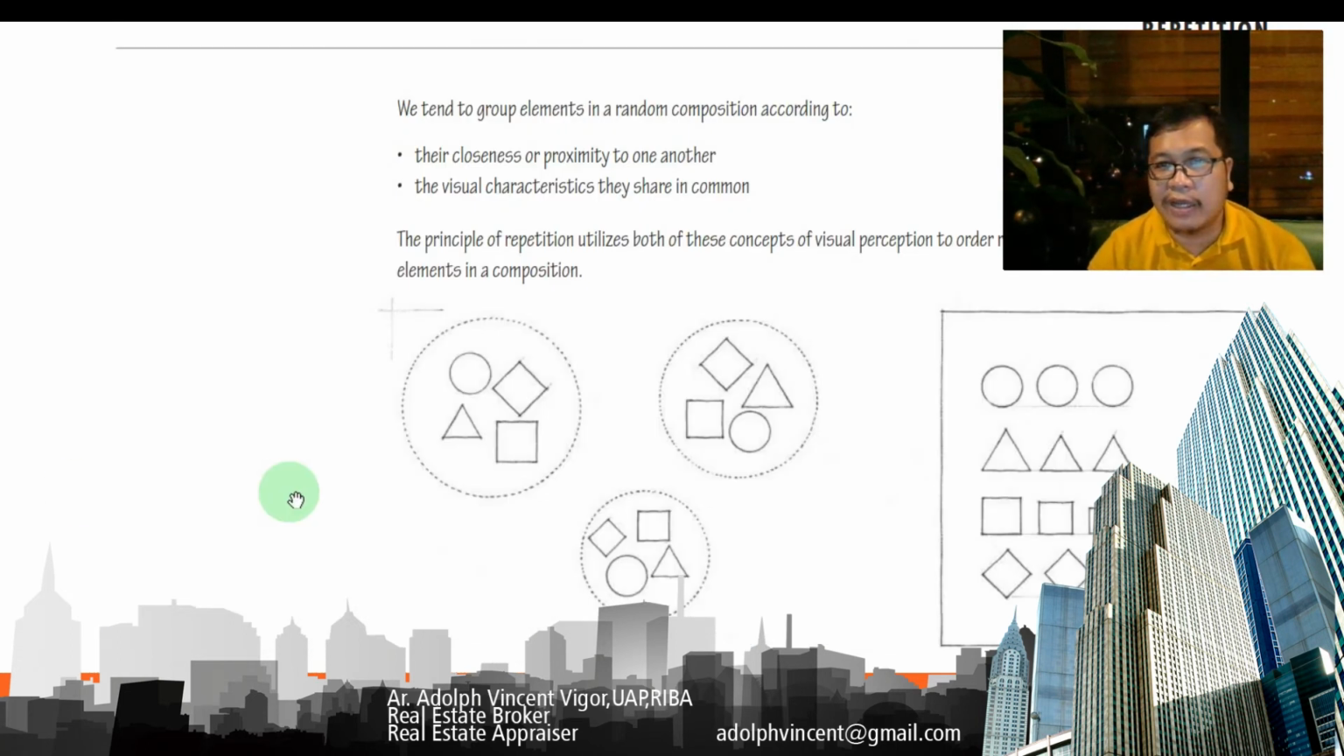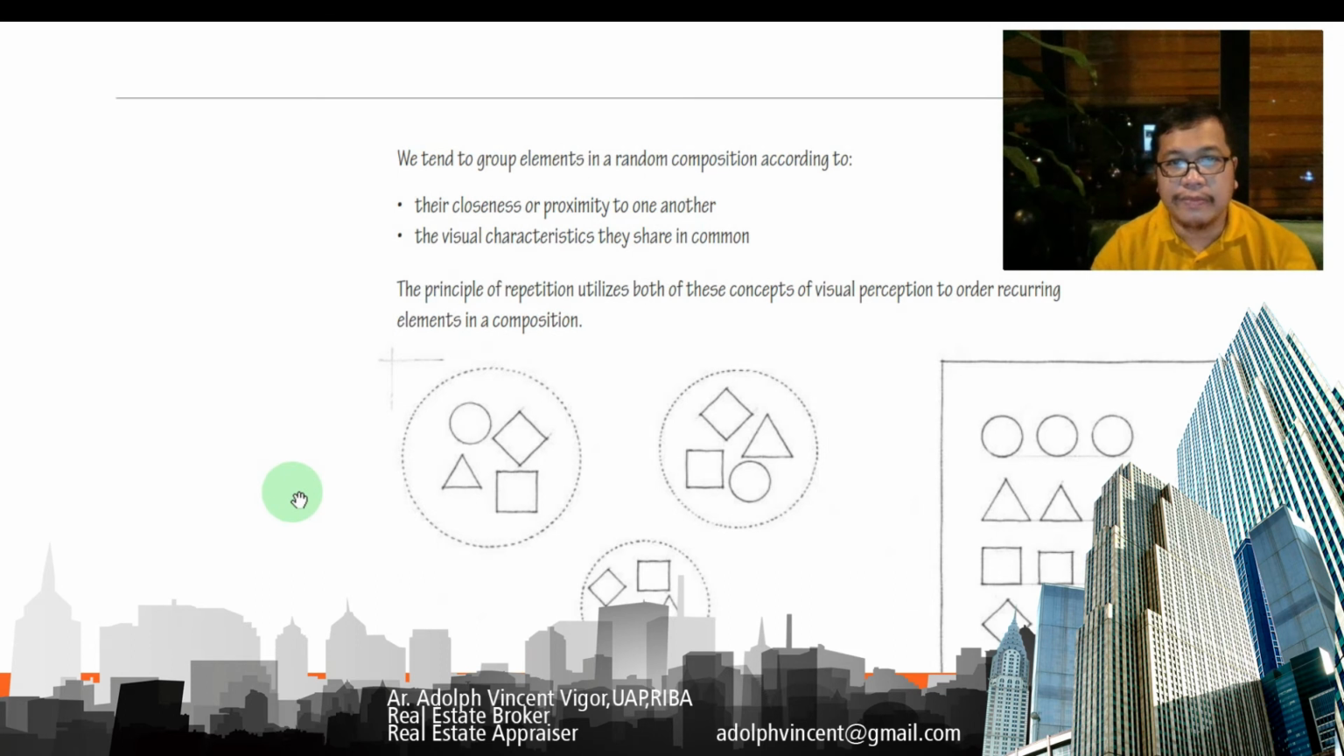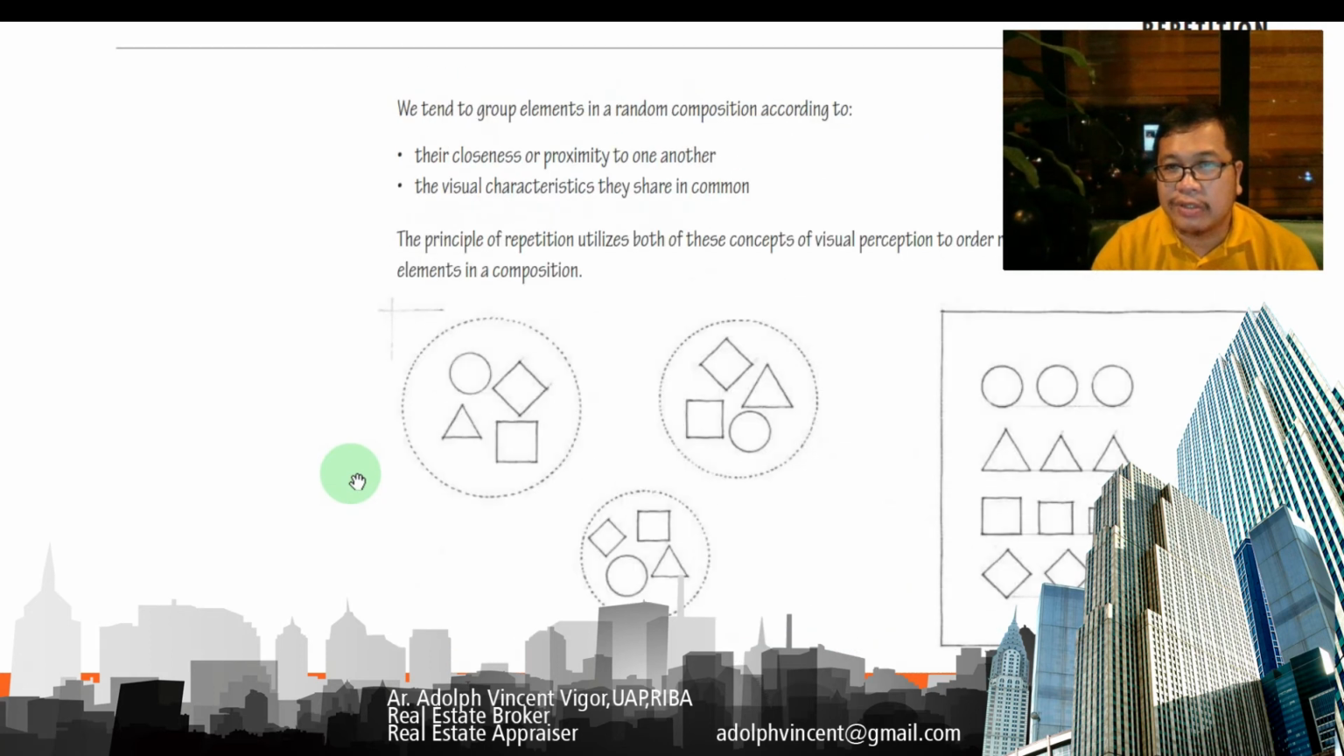Then you also have repetition. So we tend to group elements in a random composition according to their closeness or proximity to one another, the visual characteristics they share in common. So the principle of repetition utilizes both of these concepts of visual perception to order recurring elements in a composition. So this is an example of repetition.